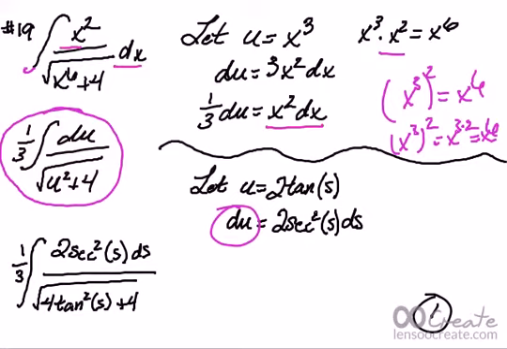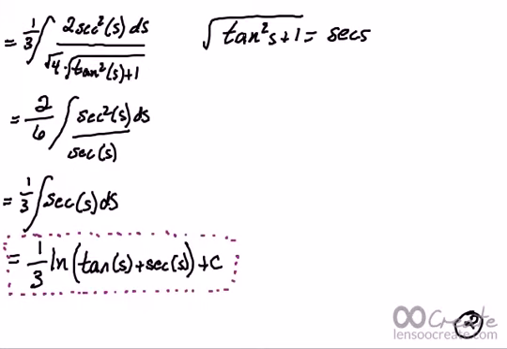So I have 1/3 the integral of 2 secant squared of s ds all over the square root of 4 tangent squared of s plus 4. Well, that's easy. We've done these before now. Sorry, this one's multiple pages as well, so bear with me. So I rewrote it here so you guys can see it. And I know that the square root of tangent squared of s plus 1 is just equal to the secant of s. That's easy enough.